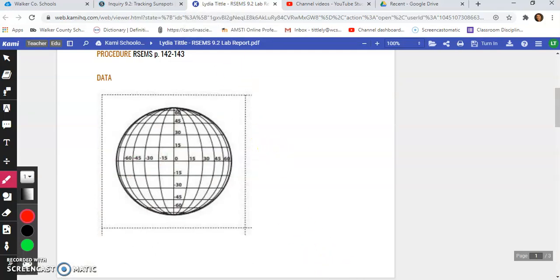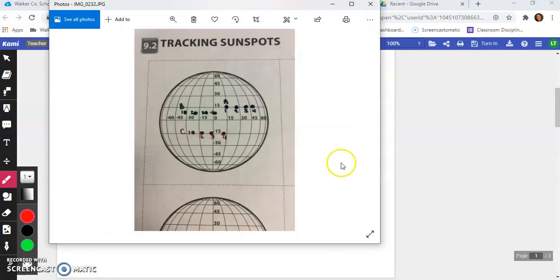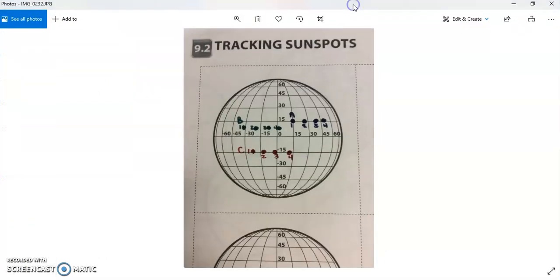Okay, I'm going to show you an example of what your data should look like. Here is the data that I collected. Now, I didn't have a yellow marker, so I had to use red, but I used purple for A, green for B, and instead of yellow, I used red for Group C. And when you plot it on this style of a globe where you have all of your days in a row, here's day 1, day 2, day 3, day 4, you kind of see a pattern there. So look at the pattern that Group A follows, look at the pattern that Group B follows, and look at the pattern that Group C follows.